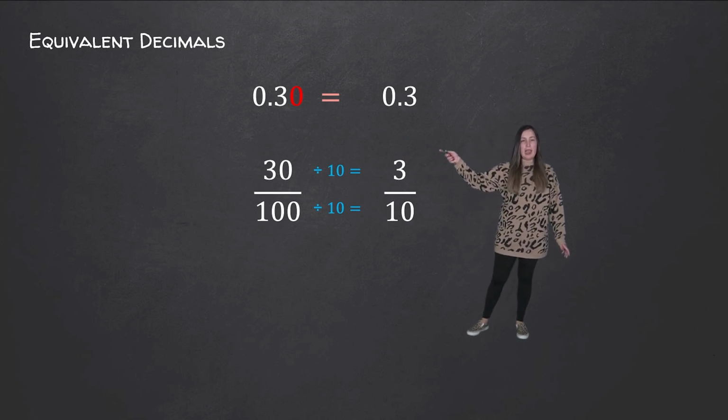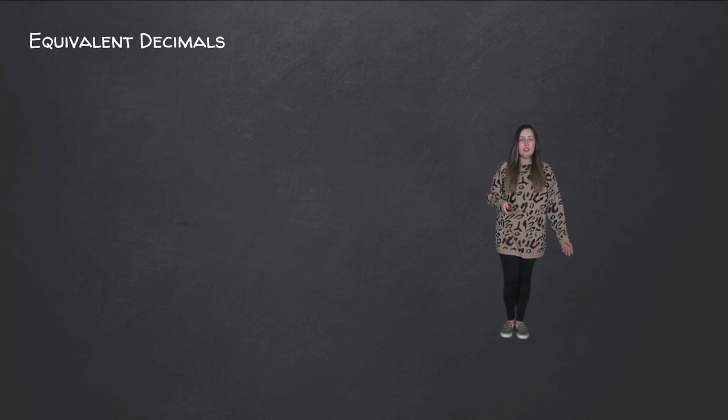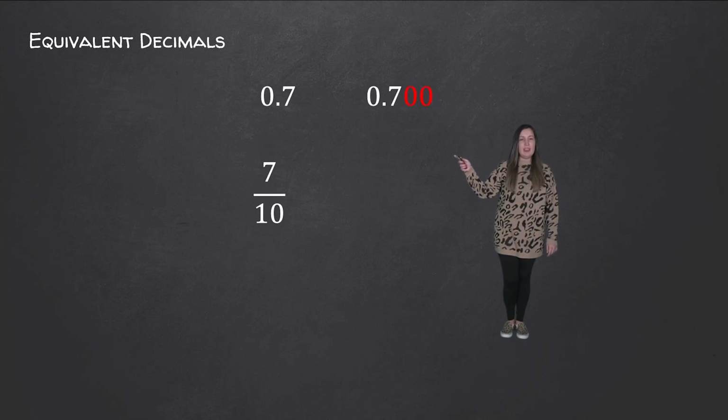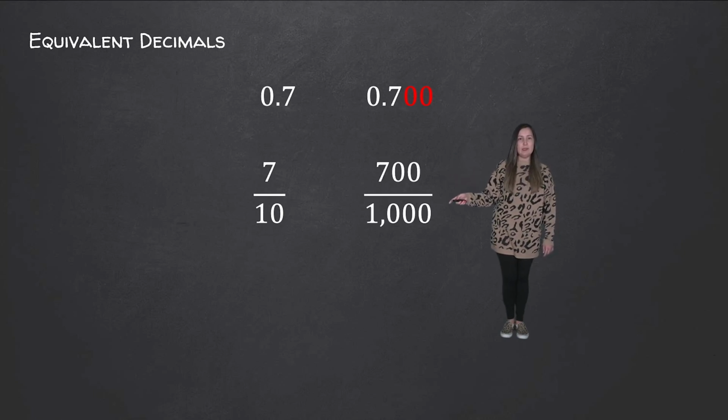So we could either add a 0 at the end of a decimal or drop it and they would still be equal. So let's do another example. Here we have 7/10, which is 7 out of 10. And here we have 700 thousandths, which means 700 out of 1,000. And now we added 2 zeros. So let's see if it's still equal.